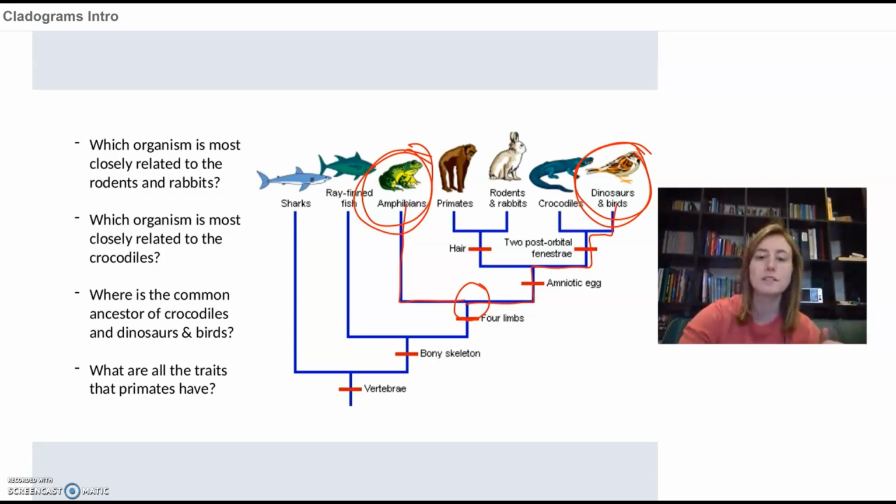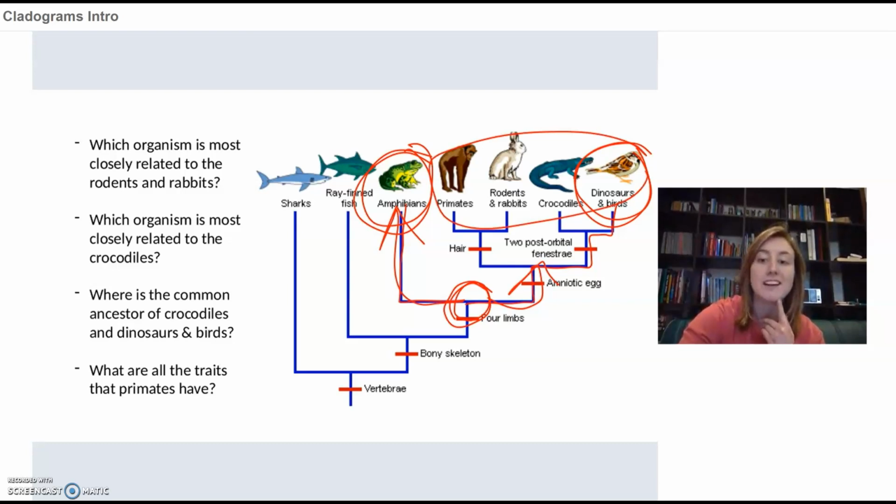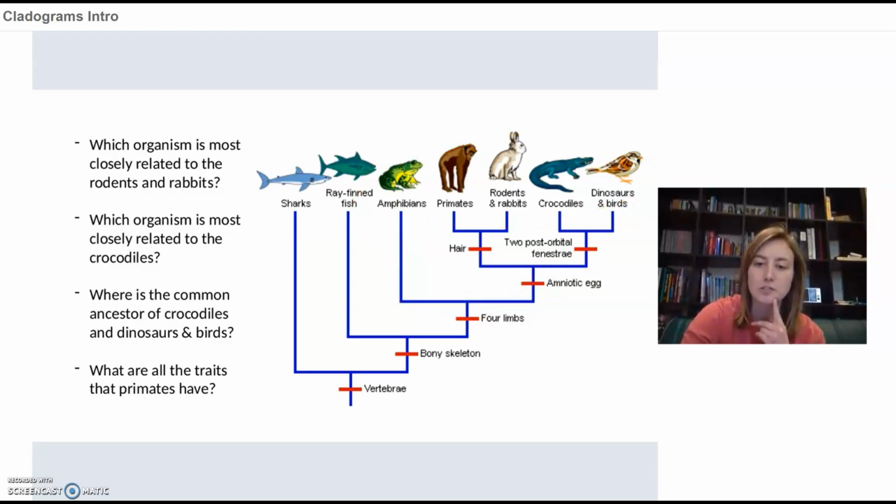So what this means is there was this population of animals in the past, a long time ago, and then one day, probably a bigger space of time than a day. They split into two groups, and one of those groups became the amphibians, and another of those groups split off and actually ended up splitting off again and again to become even more groups of animals. So this is the most recent common ancestor of those animals.